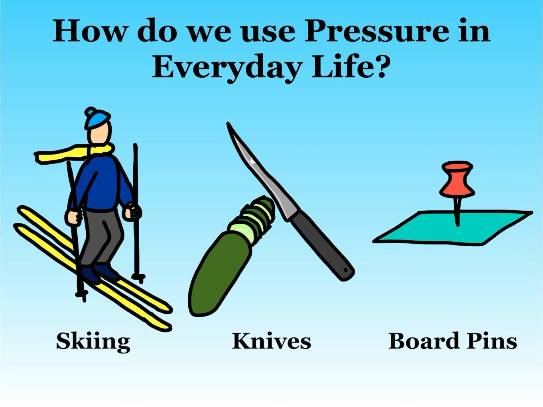Here are some of the ways we use pressure in everyday life. When people wear skis, the force due to their weight acts over a much larger area. This reduces the pressure on the soft surface of the snow and allows the skier to slide over it without sinking. The edge of a sharp knife blade has a very small area. This creates a higher pressure which helps us to cut things easily.